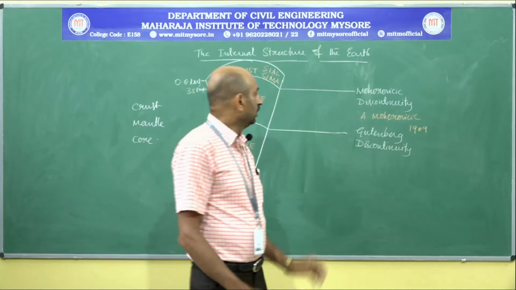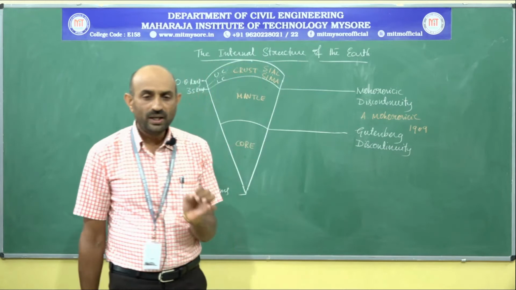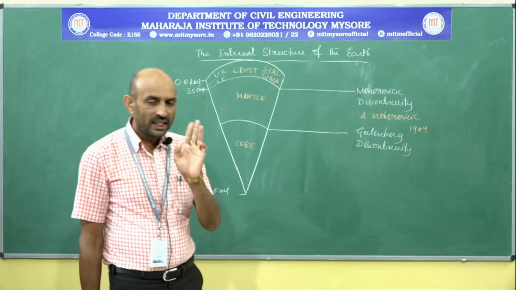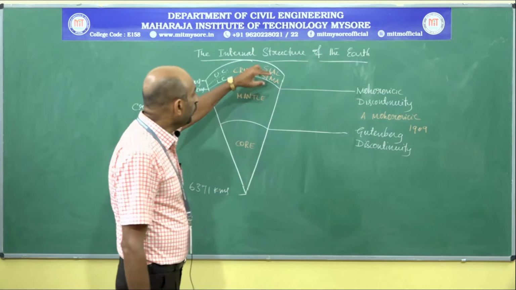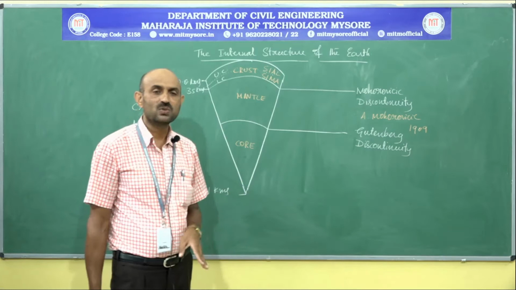First, we have to think of seismic waves. Basically, there are three kinds of seismic waves. When an earthquake occurs, the seismic waves are generated at the focus. There are three kinds: primary waves, secondary waves, and L waves. L waves are confined only to the surface. Primary waves and secondary waves move towards the depth, that's why they are called body waves.